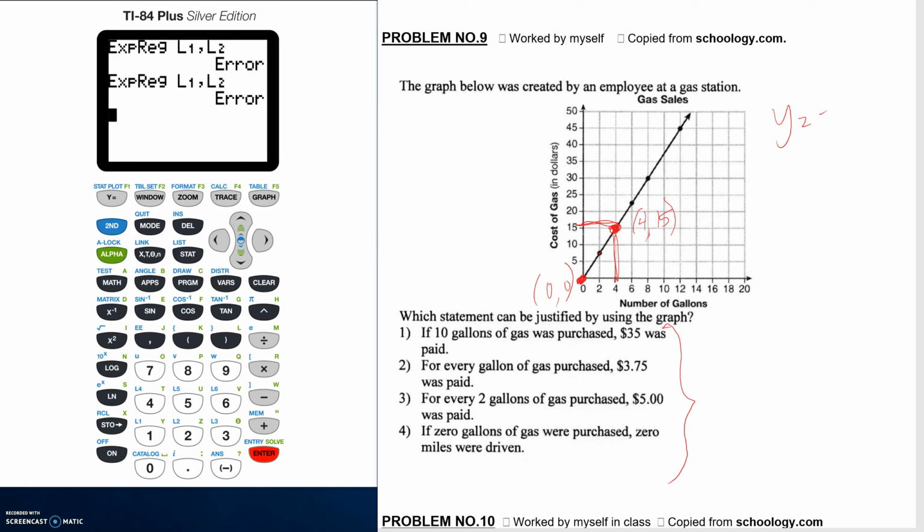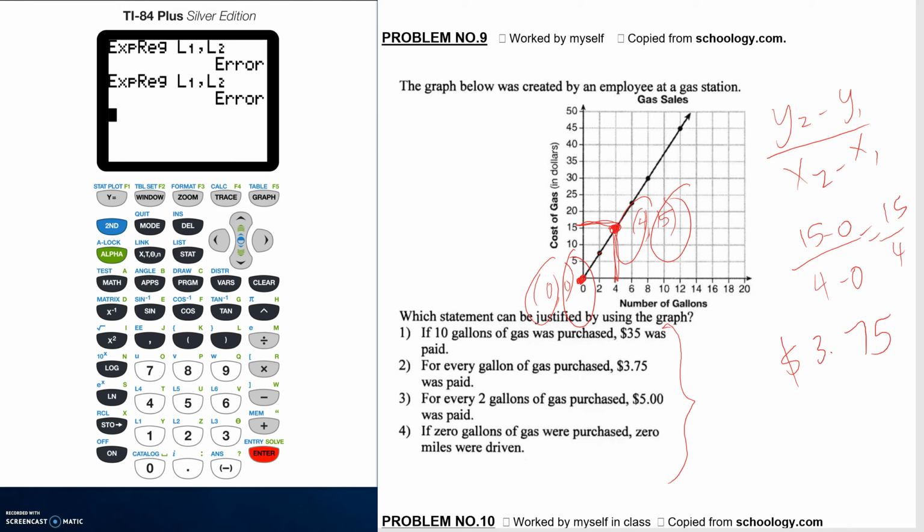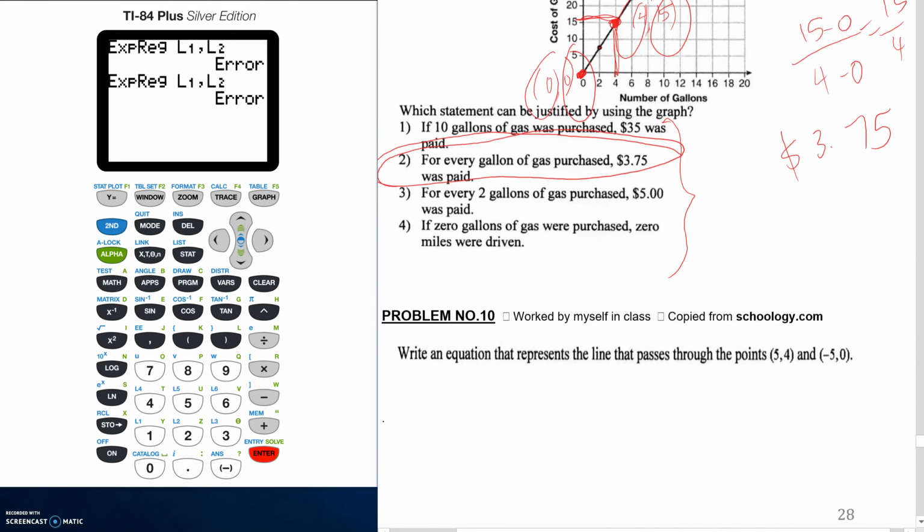Slope is always y2 minus y1 over x2 minus x1. Subtract the y's, 15 minus 0 on top. Subtract the x's, 4 minus 0 on bottom. And 15 divided by 4 is 3.75, which tells us the rate of change each gallon was 3.75. If you go through the other choices, they are not true.